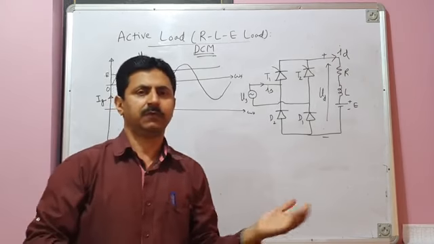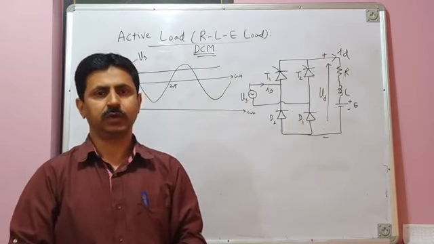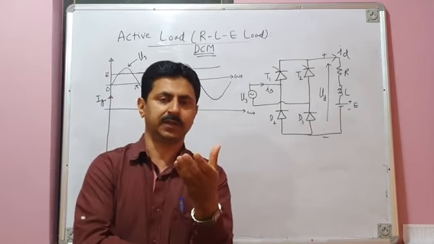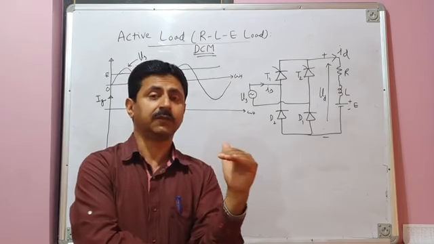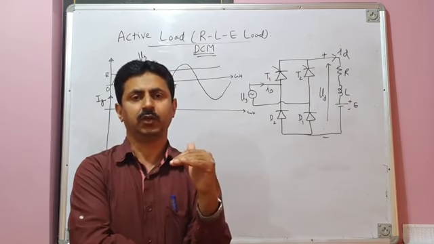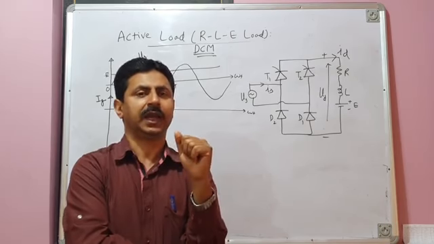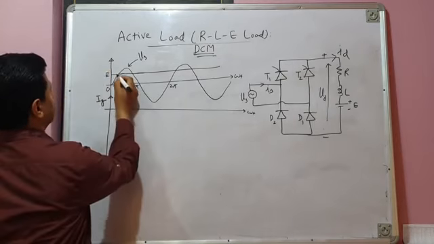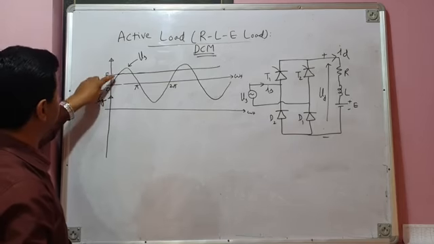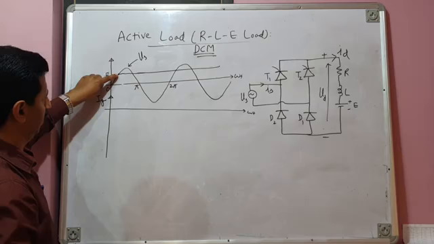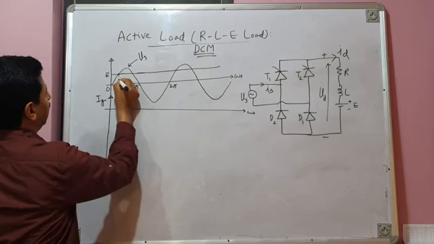Just recall when we were discussing the single phase half wave converter feeding an RLE load, an active load. There I have already established one fact: when the converter is feeding an active load, an RLE load, the minimum delay angle or minimum firing angle can be this point of intersection between E and Vs. You cannot have a delay angle less than this value. This is the minimum delay angle, alpha min.